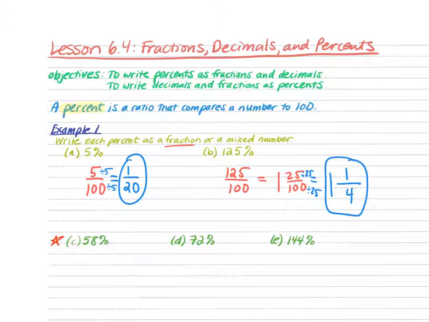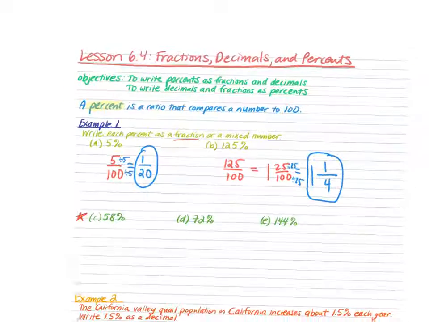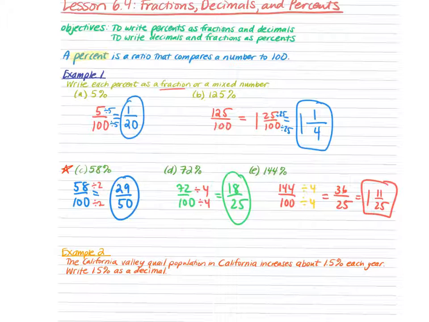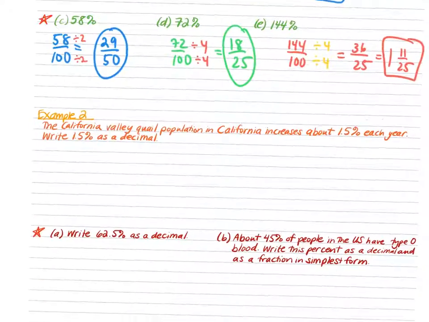Okay, so try C, D, and E on your own. Write it as a fraction or a mixed number. So start by writing it divided by 100 and then simplify your fraction. Push pause to do this and then check back for the answers. Okay, so for C, you should have gotten 29 over 50. For D, you should have gotten 18 over 25. And then for E, you should have gotten 1 and 11/25. So please push pause and check your work. Let me know if you have any questions on that. So let's move on to example 2.